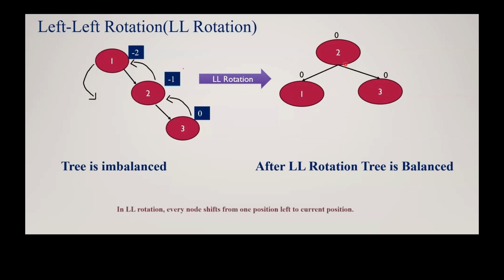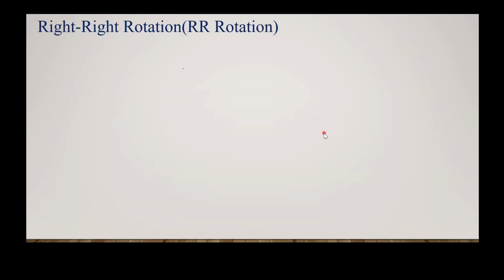So what we concluded is that in LL rotation, every node shifted one position left from its current position. This one shifted only one position, and this shifted also one position. That's why every node is shifted one position left from its current position. Now let us understand the RR rotation. In the case of RR rotation, every node moves one position right from its current position.